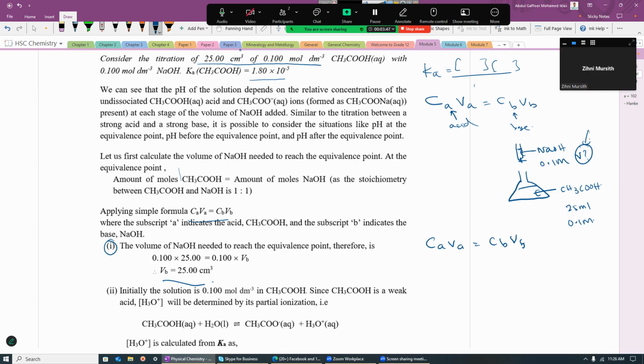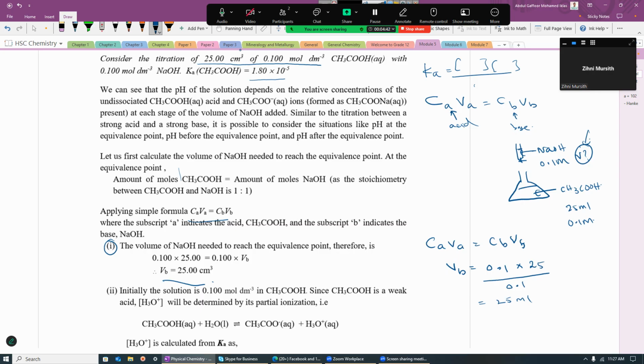At the equivalence point we can find out the VB. The concentration of acid is 0.1, into the volume of this acid, again 25 milliliter, divided by 0.1. So again that is going to be 25 milliliter. Since we are taking the acid with the same concentration, it becomes 25 milliliter. But if the concentrations of the acid and base are different, then it's going to be different, based on the calculation. Intuitively, let's say if it is 0.2, then it's going to be 12.5. If the concentration of the acid is double that of the base, the volume will be reduced twofold.